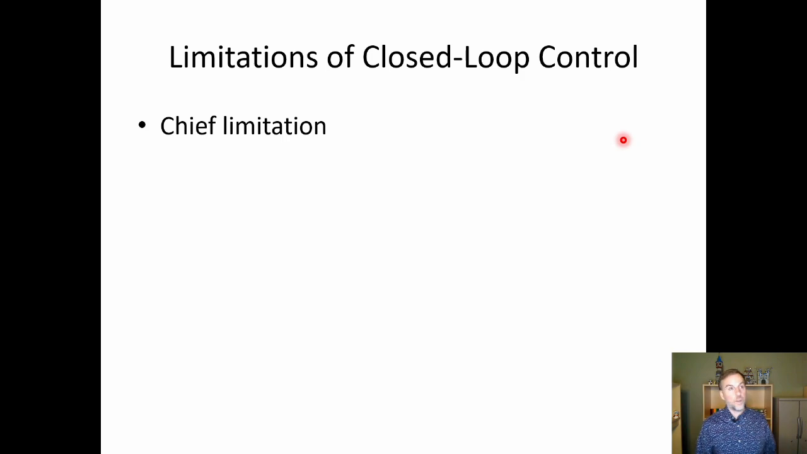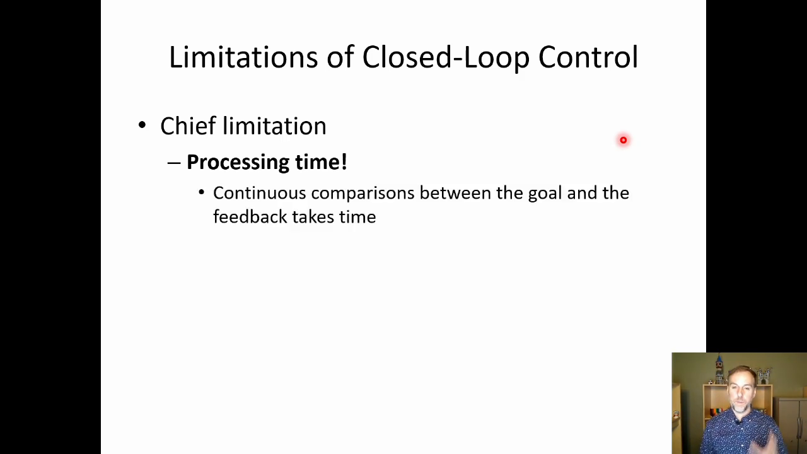So closed loop control, we use it a lot, and it's very useful to make sure we have precise movements. But it's not perfect, and the chief limitation here is processing time. It takes time to go through that closed loop control loop. So we have to compare the goal to the current state of the world, whether that's the temperature or, say, the visual position of my hand, the proprioceptive position of my hand, and that's not instantaneous, it takes time. Because of that, we can't make super fast corrections to our movements.